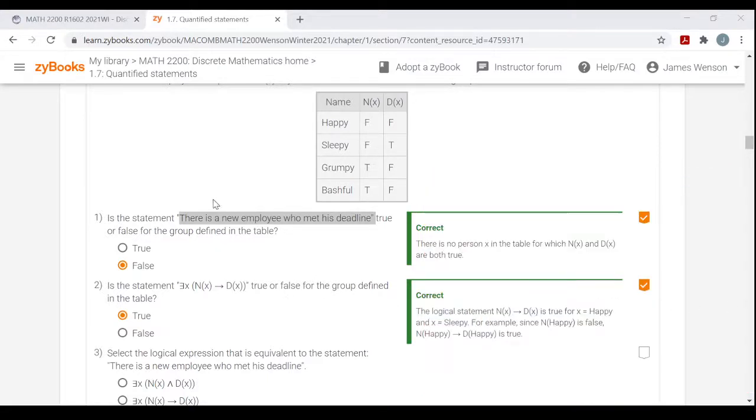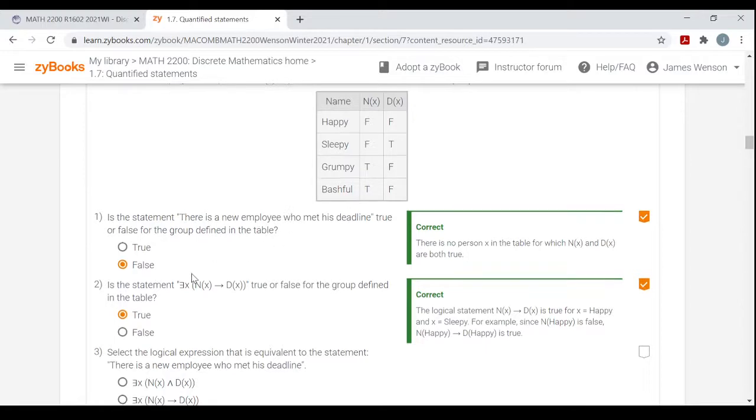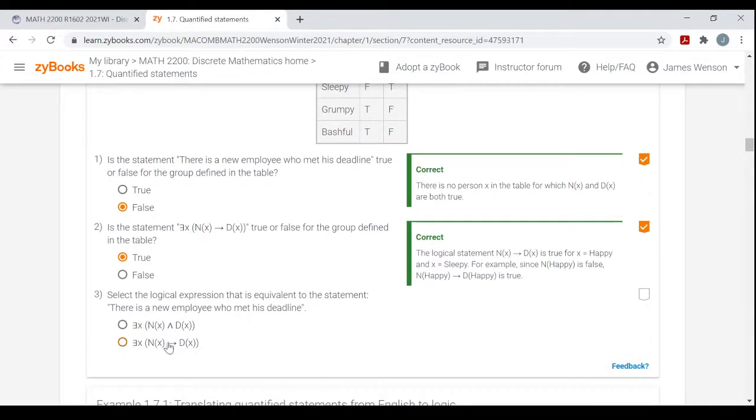So that means that this is not logically equivalent to this. I misthought. I'm sorry. Because this is false. This is true, and the statement "there is a new employee who met the deadline" is false. So then this last one, we just showed that there is a new employee who met the deadline is not logically equivalent to this one. So it's got to be logically equivalent to there is an employee that is both new and met the deadline.